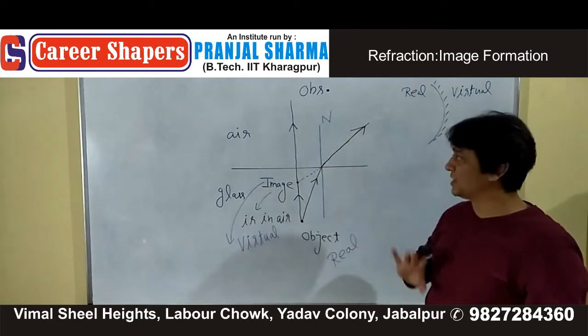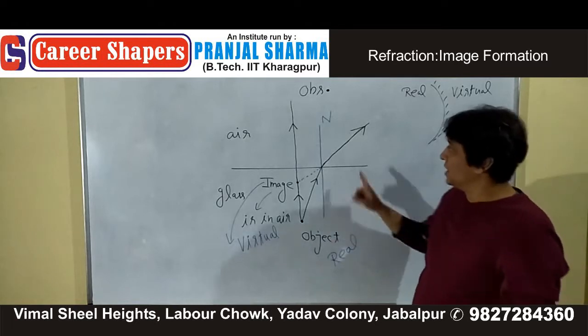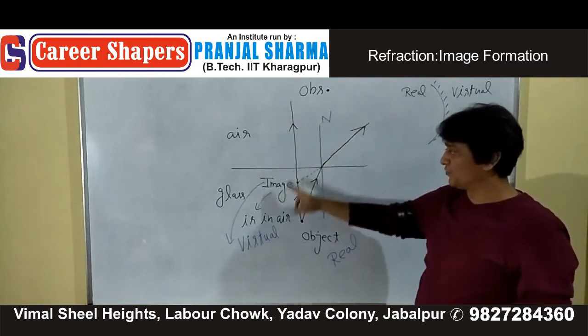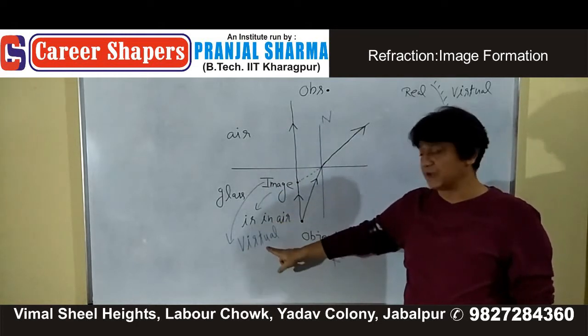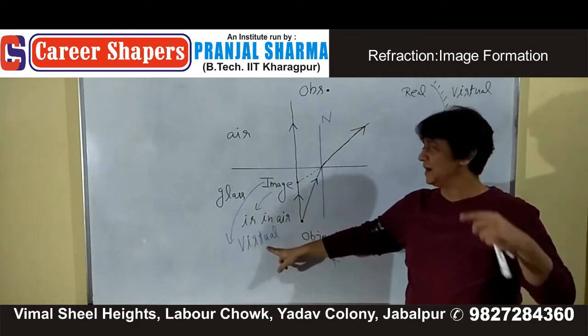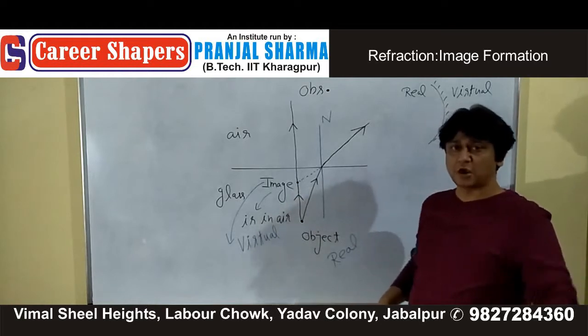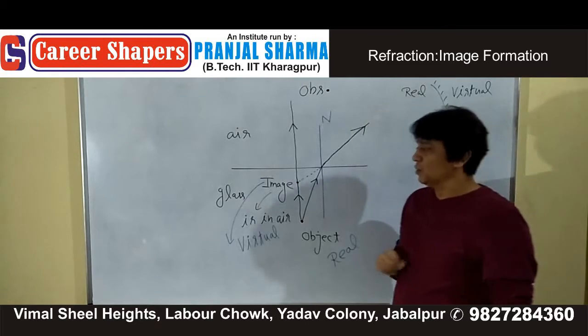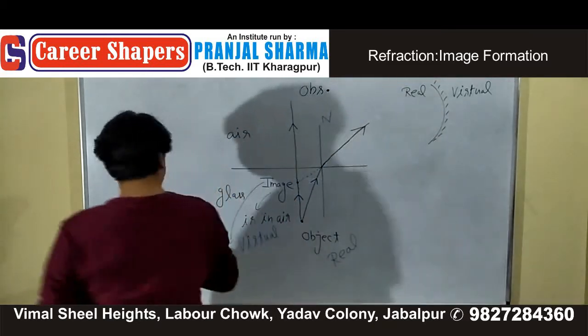Otherwise, the overall concept is quite simple. This ray and this ray, what is the medium? Air. Therefore, the image will form in air, but since it appears in glass, because of that contradiction, we say it's virtual. We'll see this real and virtual again.